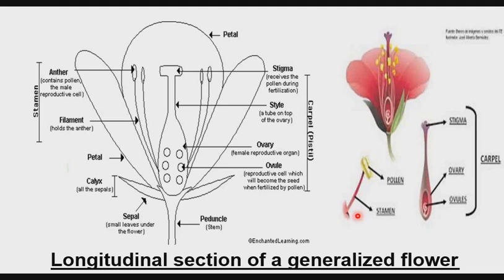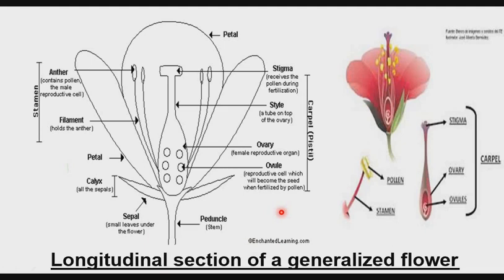Now, having known this, the structure of a flower, we have the following: pedicel or peduncle, or we can call it stalk, we have the sepals, the ovule, the ovary, the style, the stigma, the petals, the anther, the filament, and the sepals. These are different parts of a flower. If you look at it, this is a longitudinal section of a generalized flower. Now let's look at some of these parts.